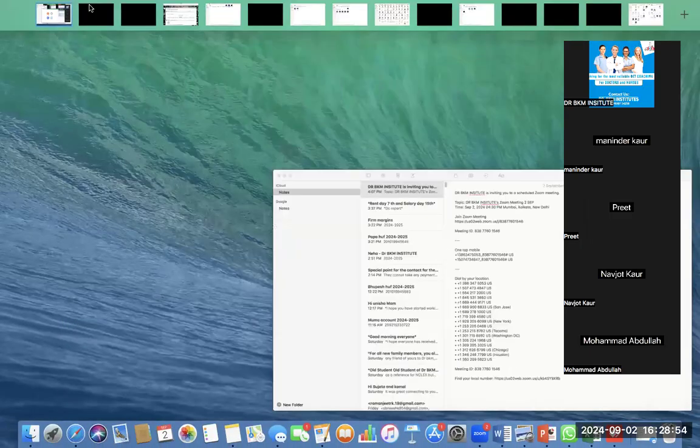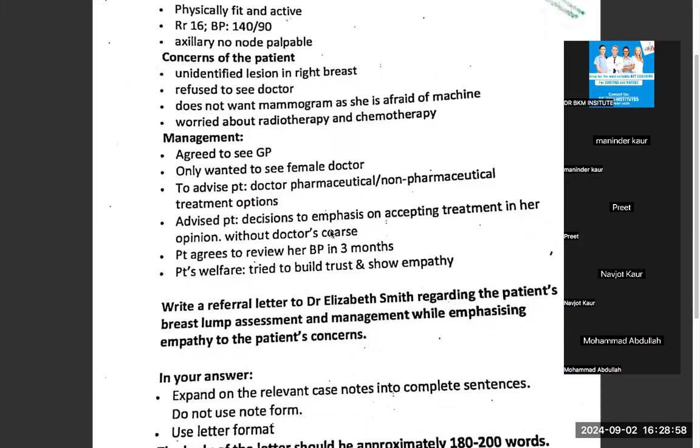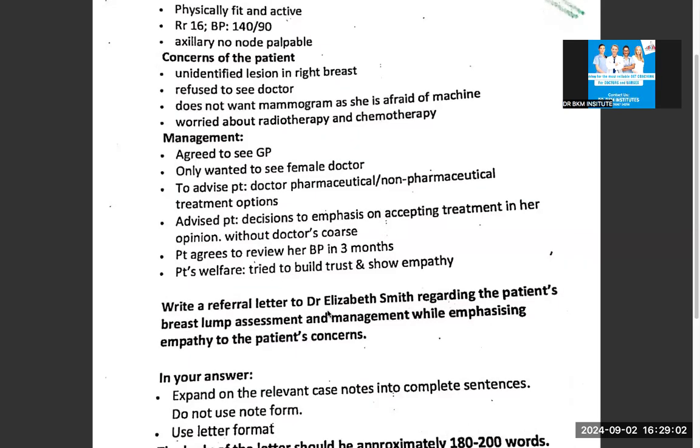Now the question was whether to write this letter in the past or present. First of all, try to understand to whom you are writing the letter. I understood I am writing to Dr. Elizabeth Smith, and that is regarding the assessment and management of the breast lump. She is having a breast lump, so I am writing to Elizabeth.